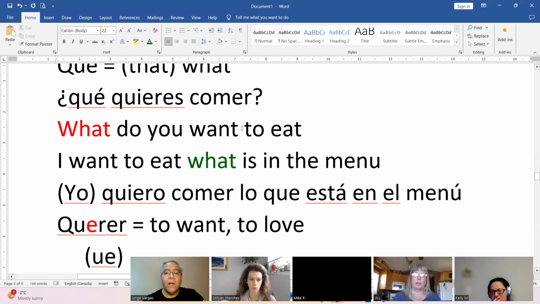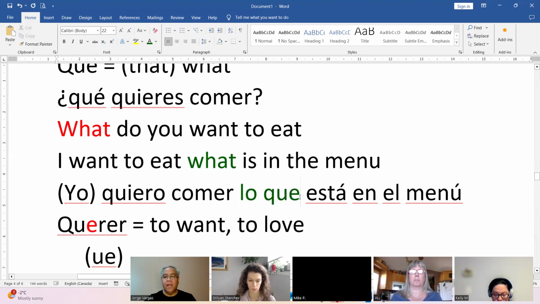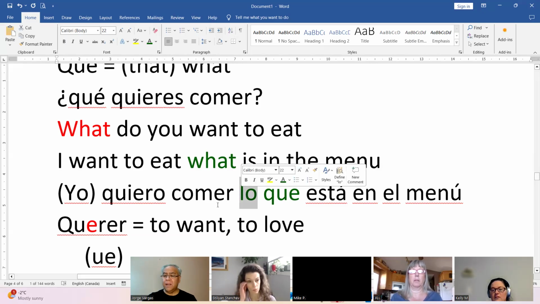And once again, this is a brand new thing. So, as I said, when what is part of a statement, don't use just que. As soon as you just use que, at that point, that would turn that into a question. Quiero comer, ¿qué está en el menú? It turns it into a question.